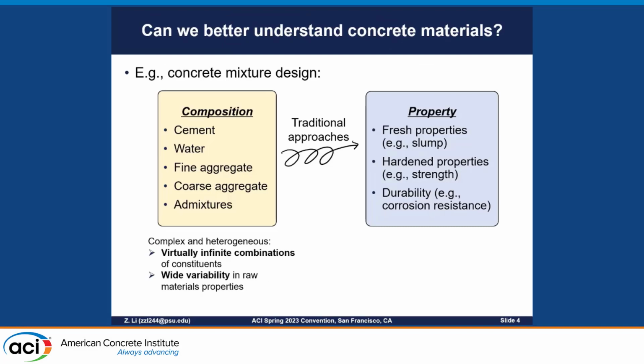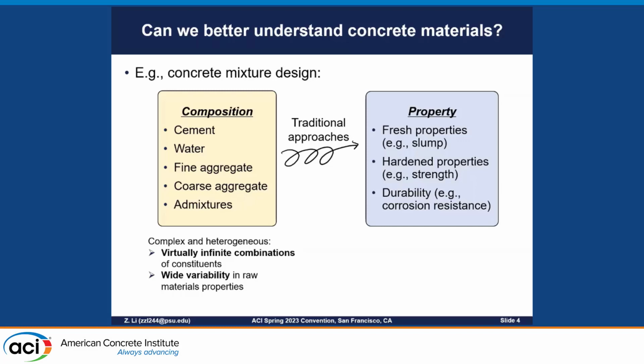Taking an example of concrete mixture design, essentially we want to vary the composition of concrete, and as such we can achieve a certain amount of property, such as fresh properties, hardened properties, or durability, and so on. However, this would come with some challenges. First of all, there could be virtually infinite combinations of constituents that could allow us to achieve the same property. So the proposed mixture from experiments might not be the most cost-effective one or the most environmentally friendly one. And secondly, the chemical and physical properties of the raw materials might have wide variability, and as such, this wide variability would have a very significant influence on the concrete properties.